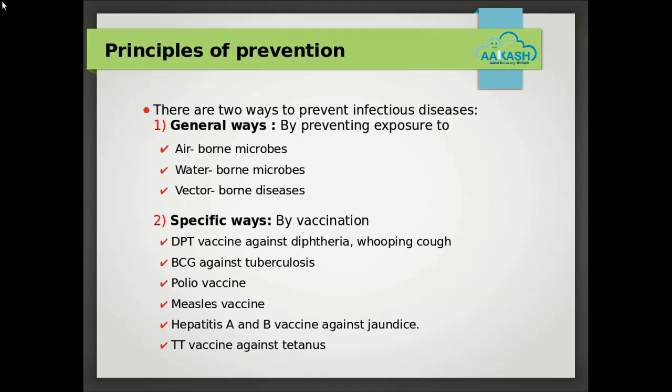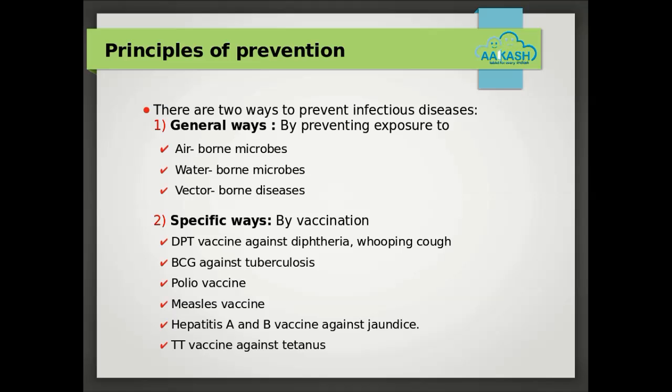Principles of prevention. There are two ways to prevent infectious diseases. 1. General ways. General ways are used to prevent exposure from A. Airborne microbes, proper ventilation and not overcrowding living conditions. B. Waterborne microbes, providing clean and safe drinking water without any contamination. C. Vector-borne diseases, reduction in density of vector using mosquito repellents and mosquito nets.